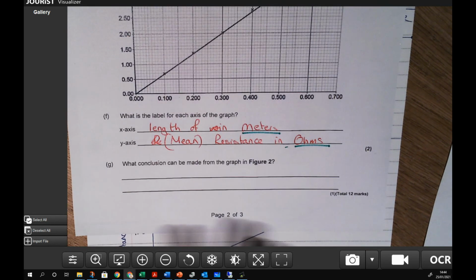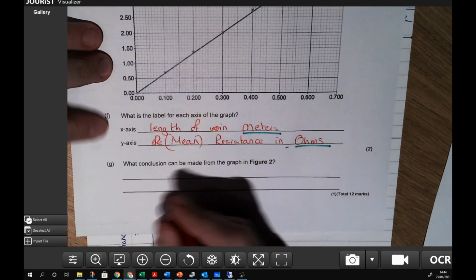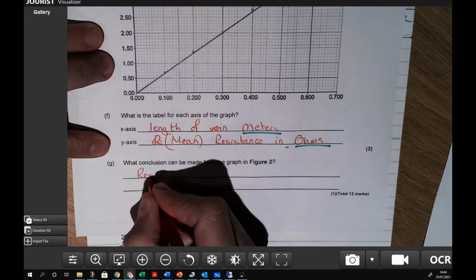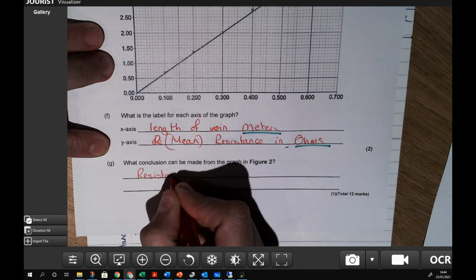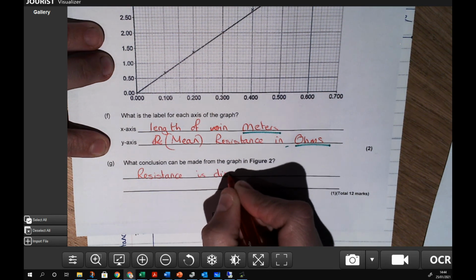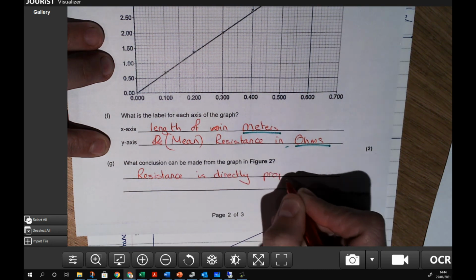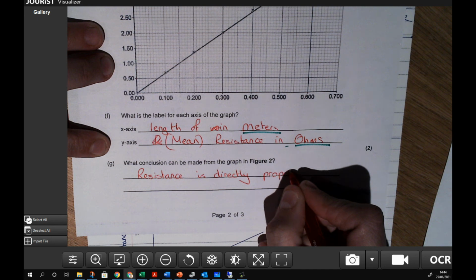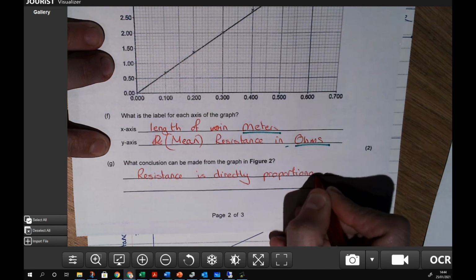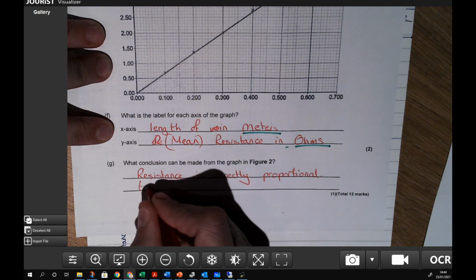And last but not least, what conclusion can be made from the graph in figure 2 is that resistance is directly proportional. That's exactly the same as the conclusion that we drew from the experiment that we did. Sorry if you can hear that noise, but directly proportional to length.